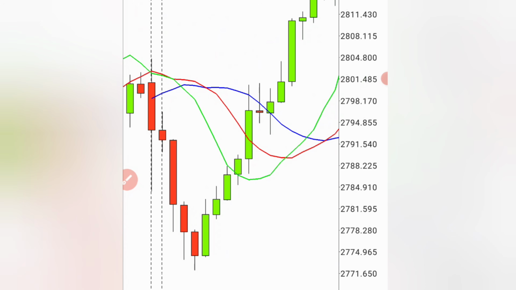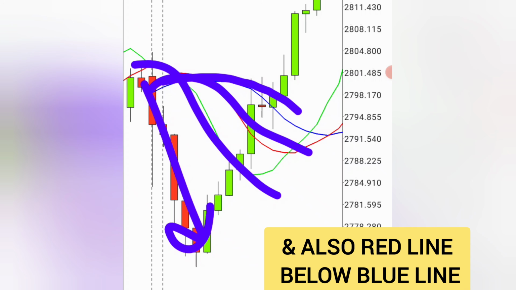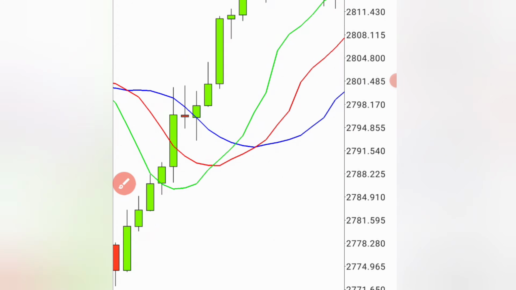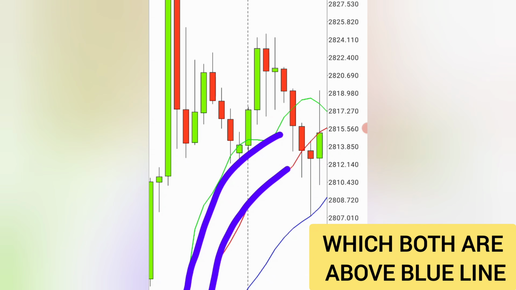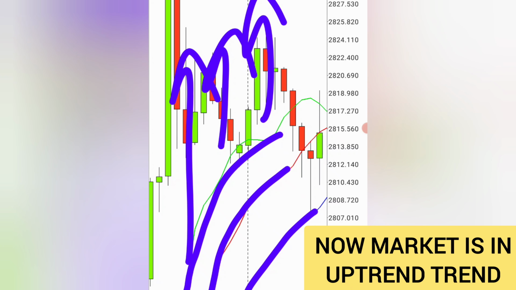The first indicator tells you where the market is going. When the green line is below the red line and also the red line below the blue line, that means the market is in a downtrend and moving down. And now when you have the green line above the red line, which both are above the blue line, the market is now in an uptrend.